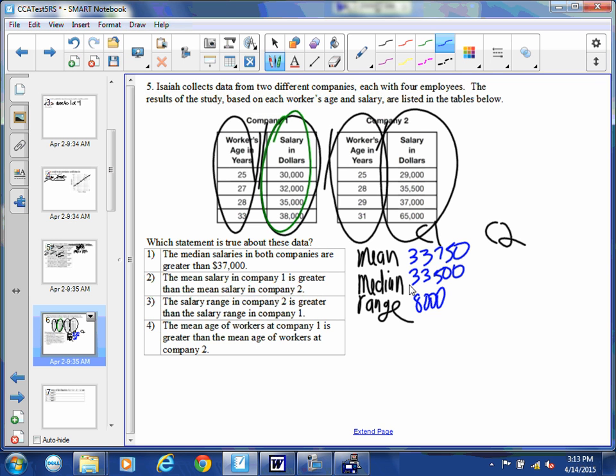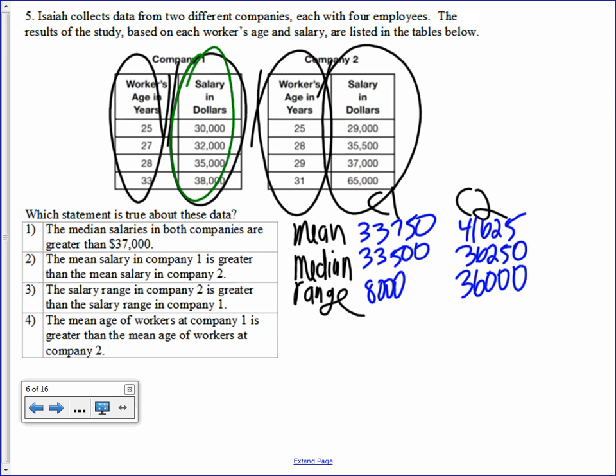You go through the whole process. When you do that, you should have gotten 41,625 for the mean. The median was 36,250, and the range was 36,000. So the median salaries of both companies are greater than 37,000. No, in fact, neither of them are.